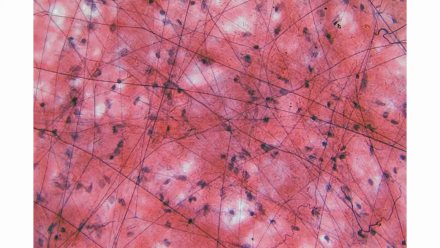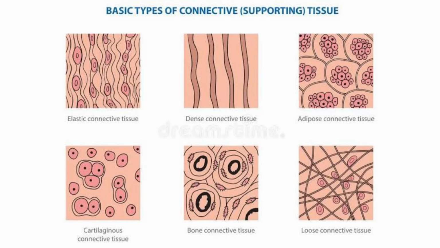Connective tissue is one of the most abundant and widely distributed tissues in the body. Connective tissue has a variety of functions. It binds together, supports, and strengthens other body tissues. Types of connective tissues: loose, dense, adipose, reticular, cartilage, bone, blood, and lymph.